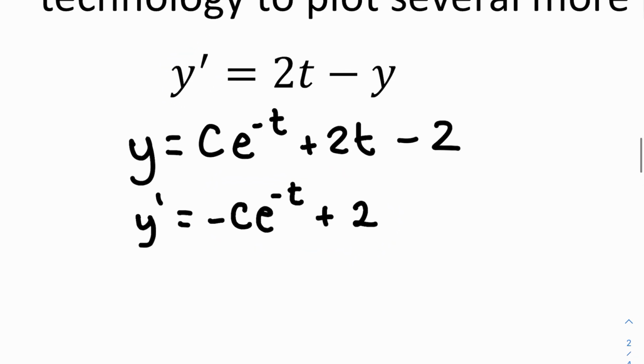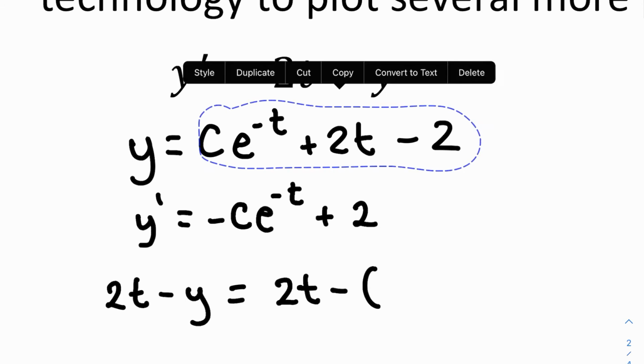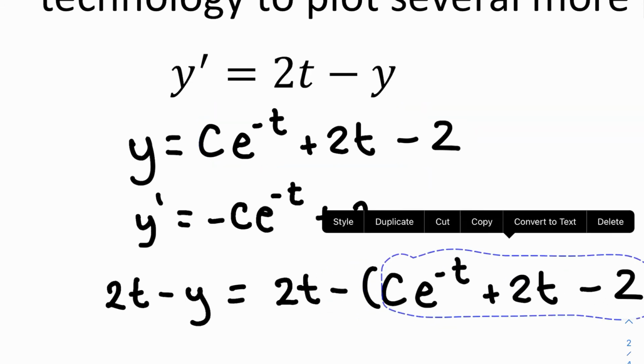I'm going to rewrite this and see if in fact we get the same thing. You can do this a variety of ways too. You could just plug in and make sure that both sides wind up being the same, or you can just work with this side of the equation only and see that it winds up being the same thing as y prime, which we have right there. Let's do that. I'm going to say 2t minus y, which is the same thing as 2t minus, and then replace y with this expression. So I'll just copy it and paste it there.